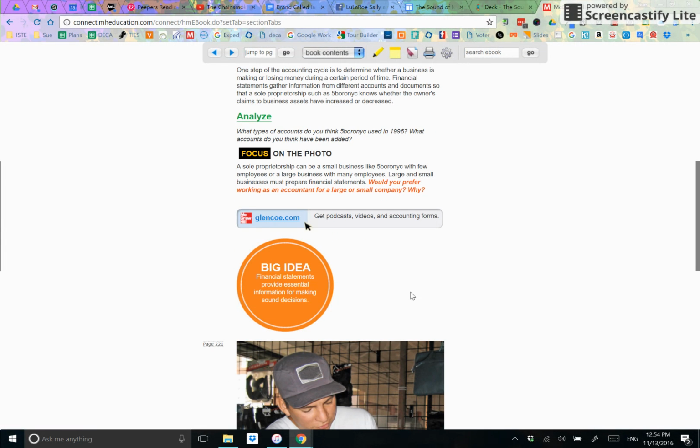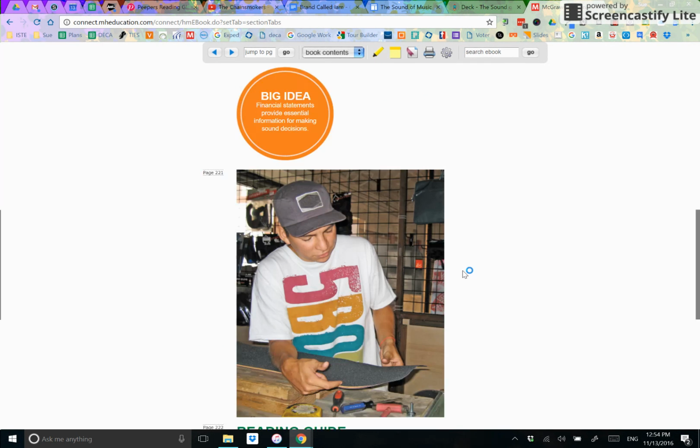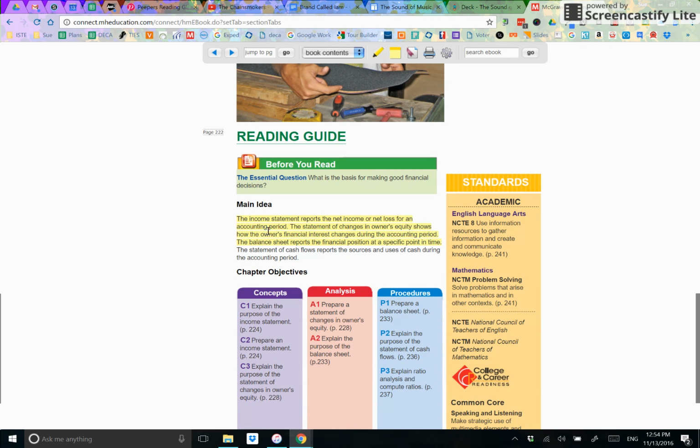The big concept here is that financial statements are done to provide information to allow businesses to make good decisions. And we're going to talk about the income statement, which is a statement that shows us the net income or the net loss. The second statement that we're going to look at is called the statement of change in owner's equity. And it shows us what happens to the owner's capital account during the period.